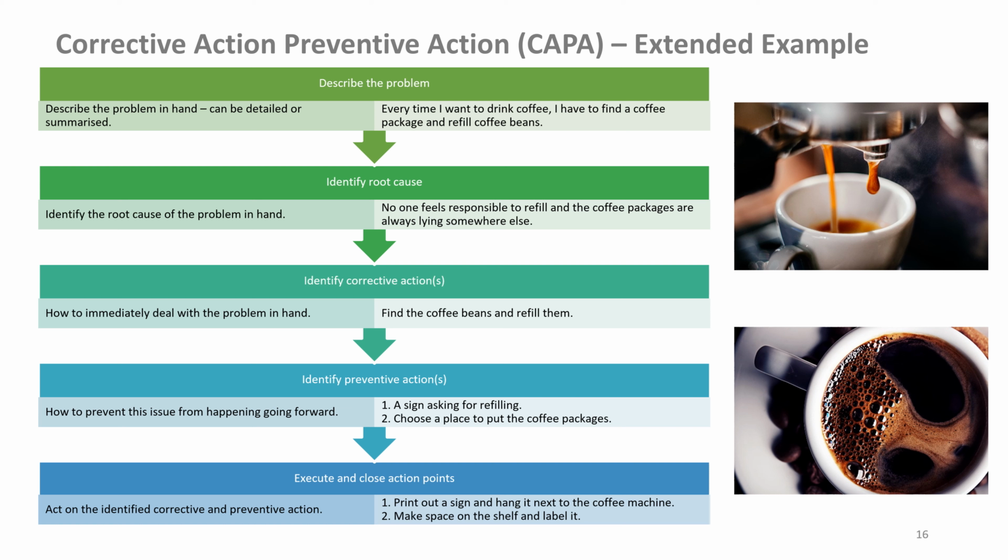Execute and close action points. Act on the identified corrective and preventive action. First, print out a sign and hang it next to the coffee machine. Second, make space on the shelf and label it.